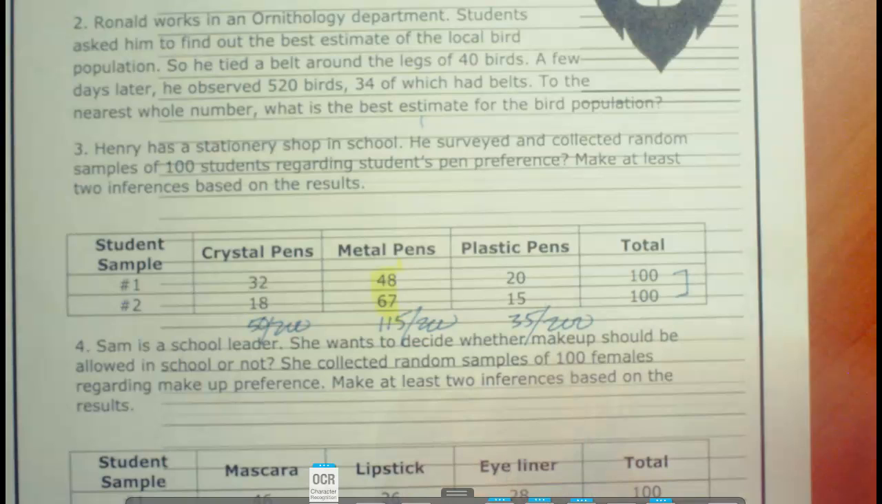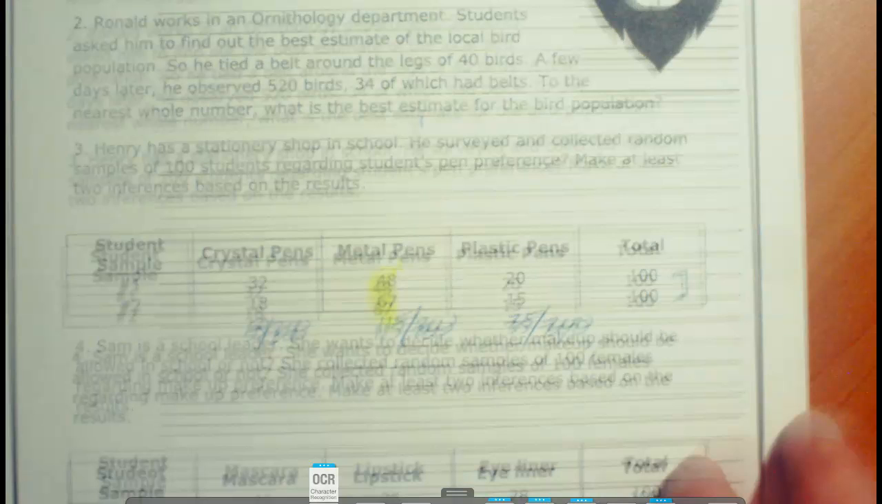So you've got some idea here of some inferences that you can make. So be creative. Good luck.